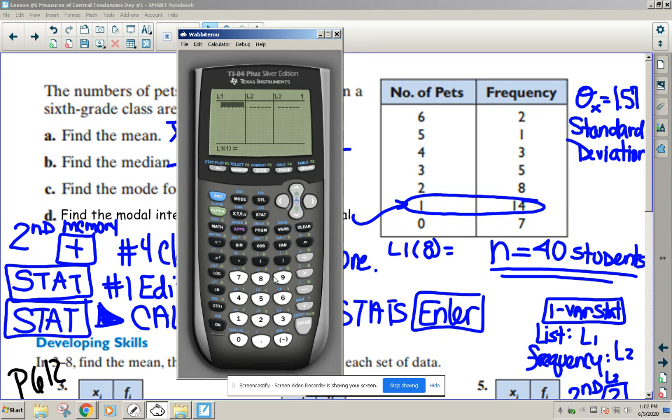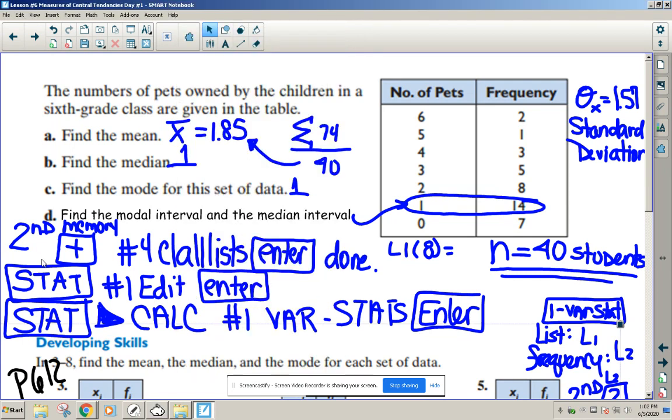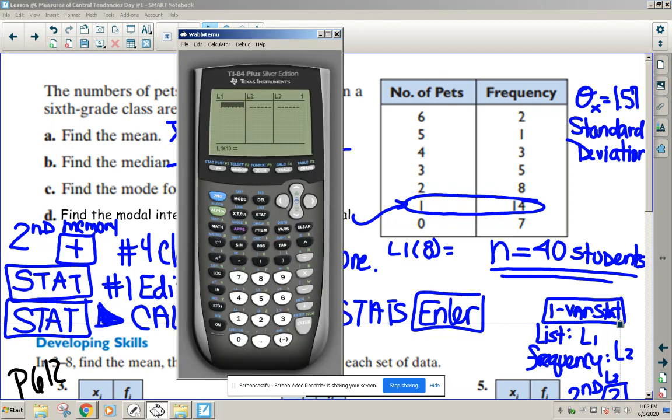If there was anything in here, I would clear these lists. See where it says memory? You would hit second, memory. Number 4 is going to clear all your lists. So here is stat, edit, and that's everything that's written right here. Clear your lists, stat, edit, enter, and we're going to enter the data, and then we're going to calculate the statistics that we need. Let's go nice and slow.